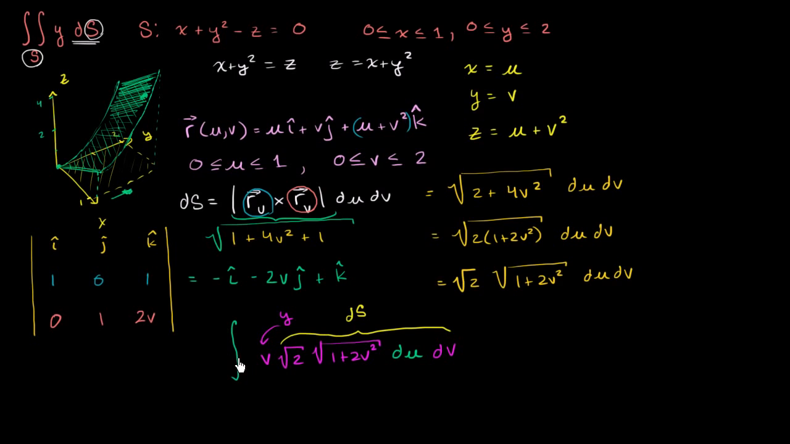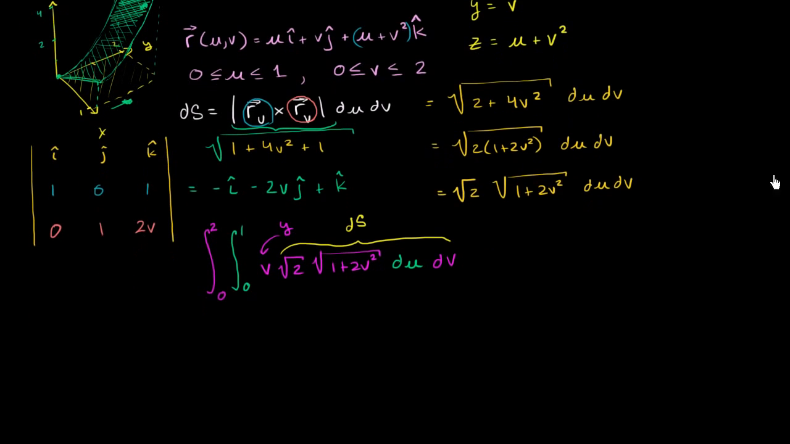It goes between 0 and 1. And then v is the same thing as y, and y goes between, or v goes between 0 and 2. And I now think we're ready to evaluate.